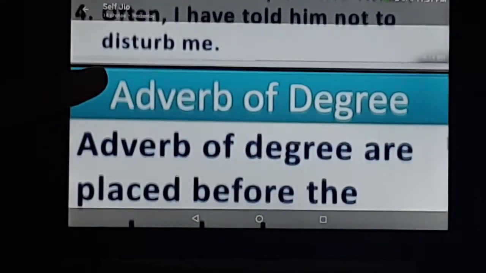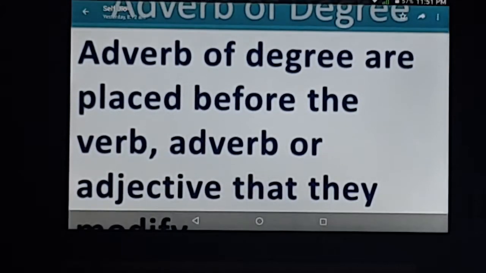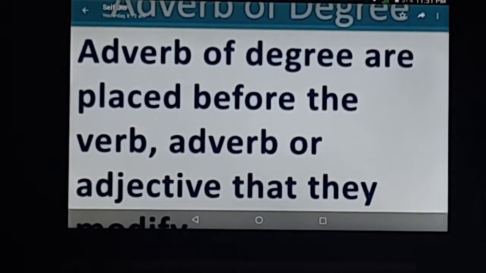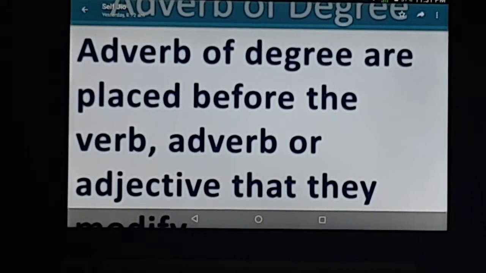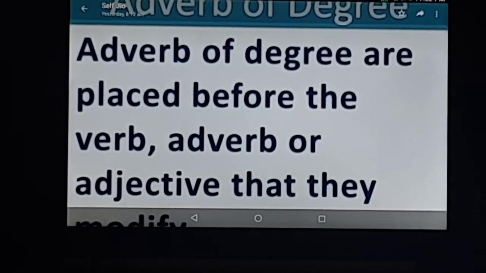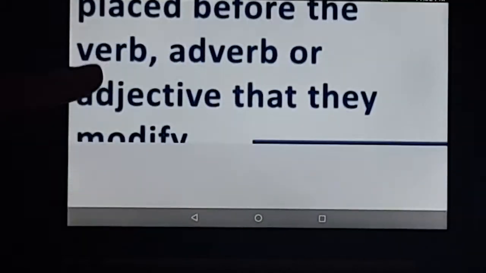Now last, adverbs of degree. Adverbs of degree are placed before the verb, adverb or adjective. As you know, adverbs of degree are those which can be used to modify a verb, another adverb or an adjective. So these are placed before the verbs which they modify, or the adverb which they describe or modify, or the adjective that they modify.